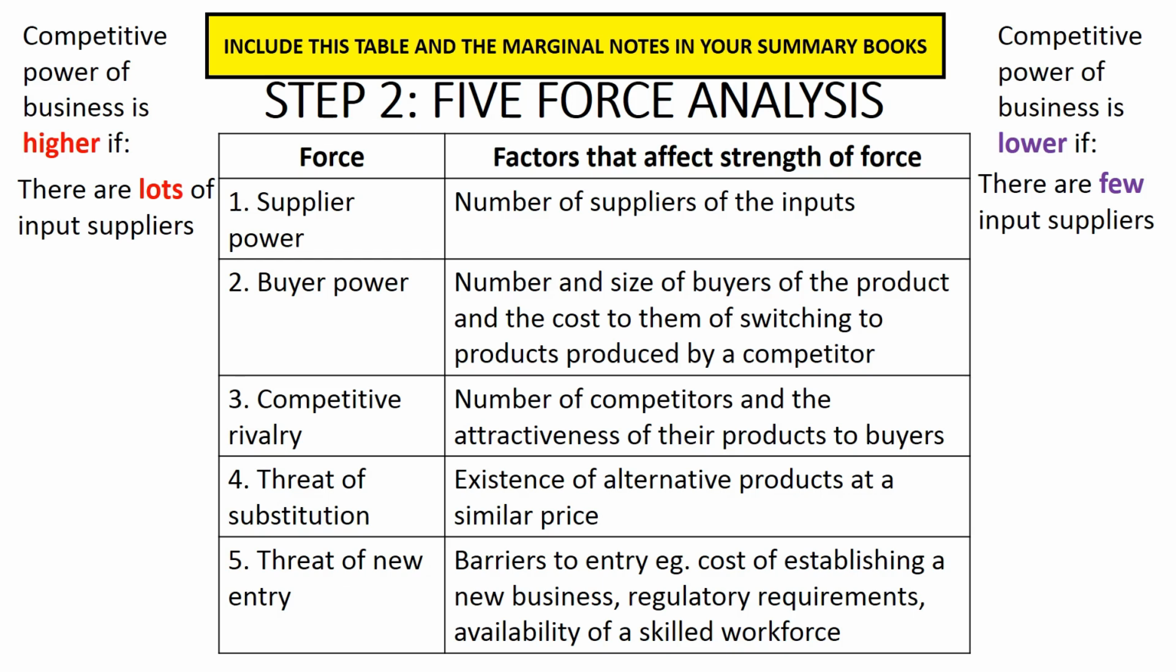The second force that we looked at was buyer power. The main factors that affect the strength of buyer power are the number and size of buyers of the product, and also the cost to those buyers of switching out of the products produced by the business to the products produced by a competitor of the business. The competitive power of a business will generally be higher if there are lots of buyers of the business's products.